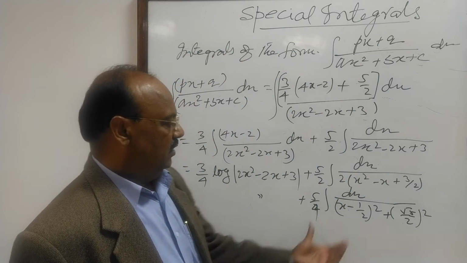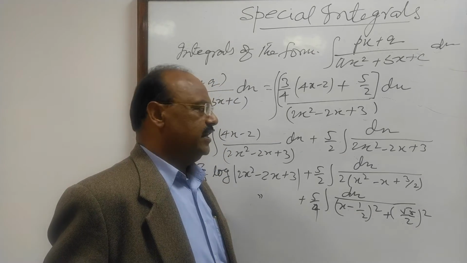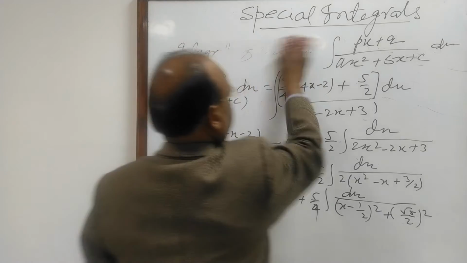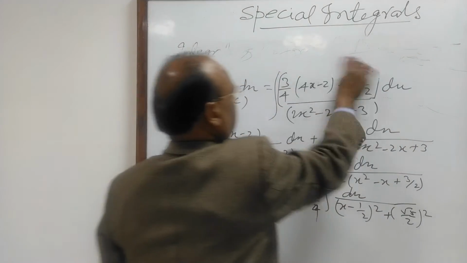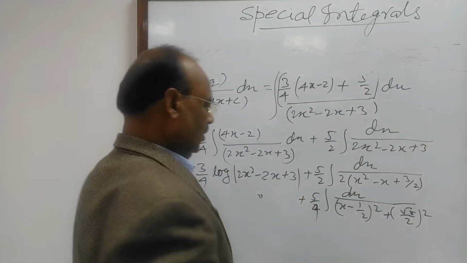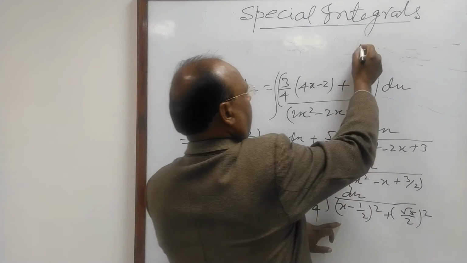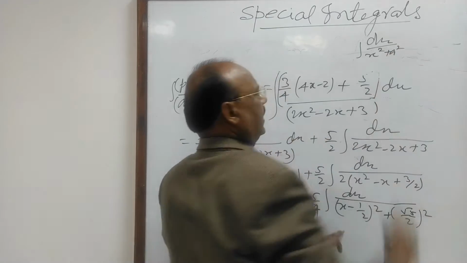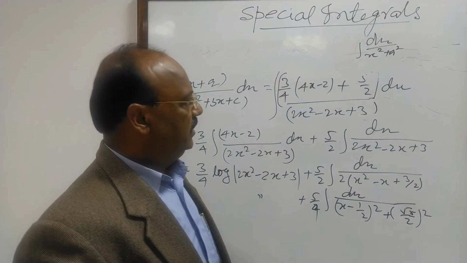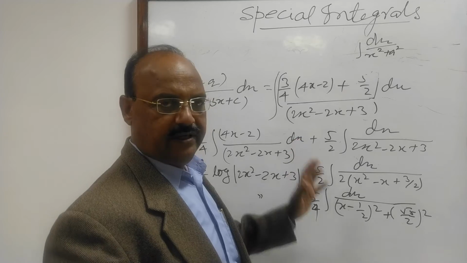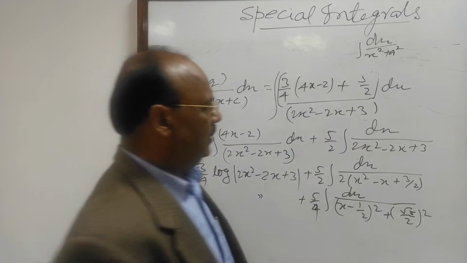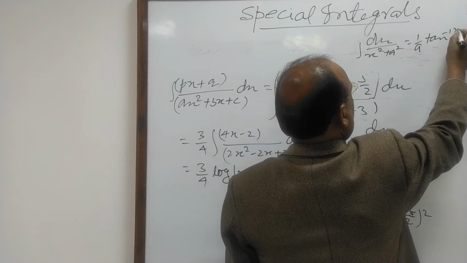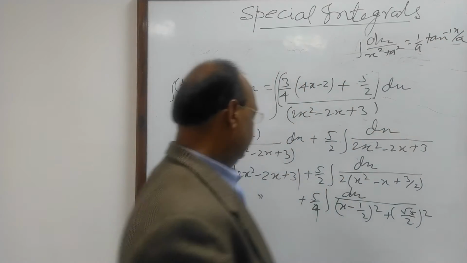Now you see, this part has reduced to the standard form, in the form of the integral of dx upon x square plus a square, and you know the result. In the case of special integrals previously we have already discussed the formula. This is 1 by a tan inverse x by a.